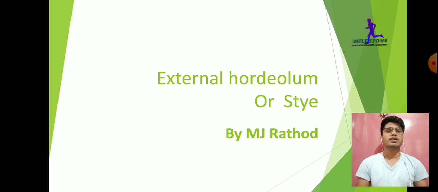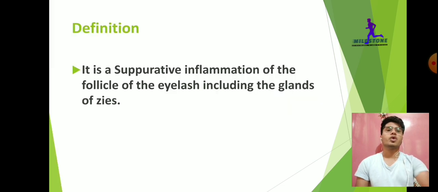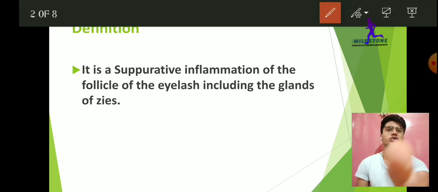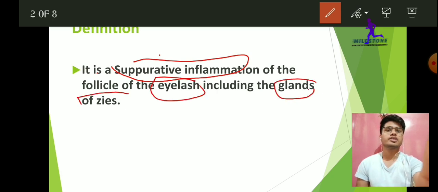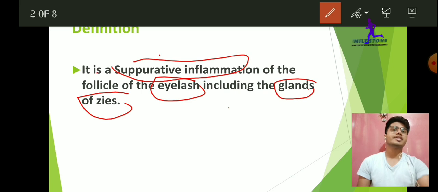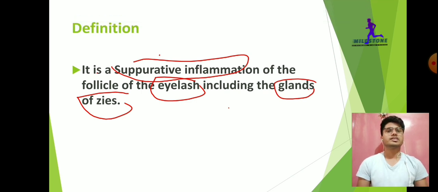So let's get started. From the definition we can know that it is an inflammation of the follicle of the eyelash, including the glands of Zeis. So here we are going to focus on three things. First, it is a suppurative inflammation. Second, it is related to the eyelash, and third, the glands of Zeis. So there are three things that you need to understand in this topic.